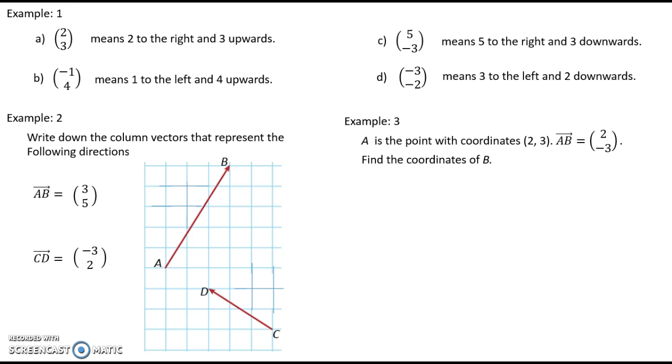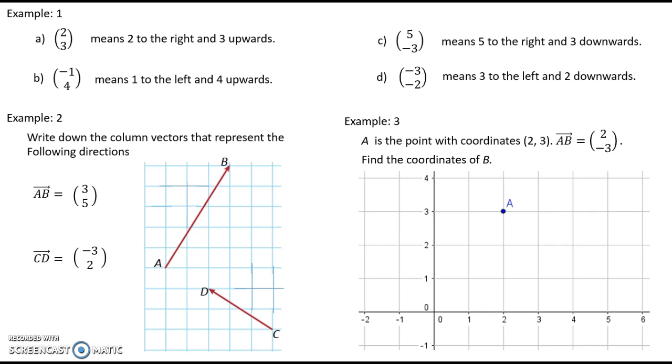Example 3, if A is the point with coordinates (2, 3), and we are given that the vector AB is (2, -3), that means 2 to the right and 3 downwards, we can find the coordinates of B. So starting from A, moving 2 to the right, 3 downwards, we go to the point B, which has coordinates (4, 0).